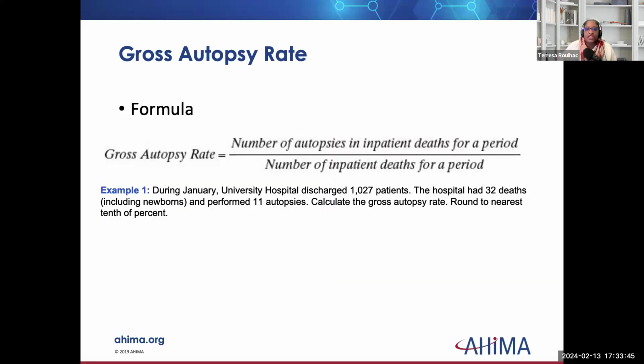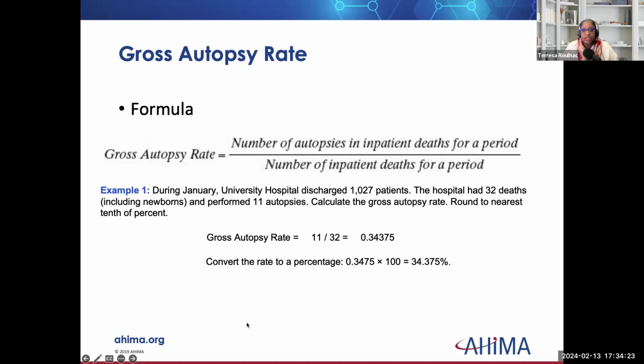Again, like I mentioned, chapter 6 and chapter 7, a lot of calculations. Here we have January, University Hospital discharged 1,027 patients. The hospital had 32 deaths, which included newborns, and they performed 11 autopsies. So, gross autopsy, we have 11 divided by 32, 0.34375. We have to convert that to a percentage, right? Because we want to round to 1/10 of a percent.